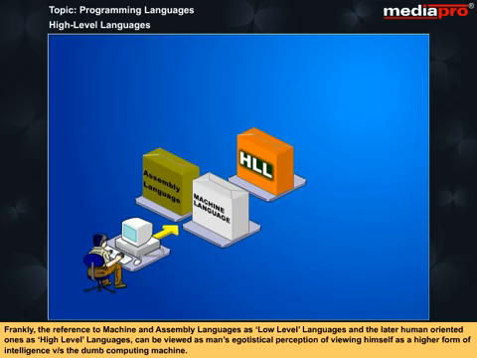Frankly, the reference to machine and assembly languages as low-level languages and the later human-oriented ones as high-level languages can be viewed as man's egotistical perception of viewing himself as a higher form of intelligence versus the dumb computing machine.